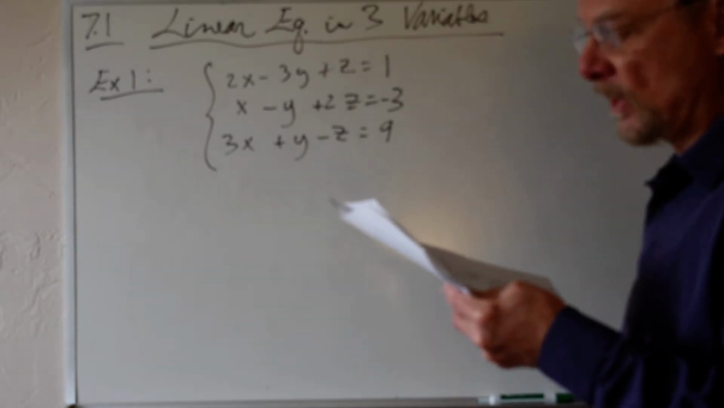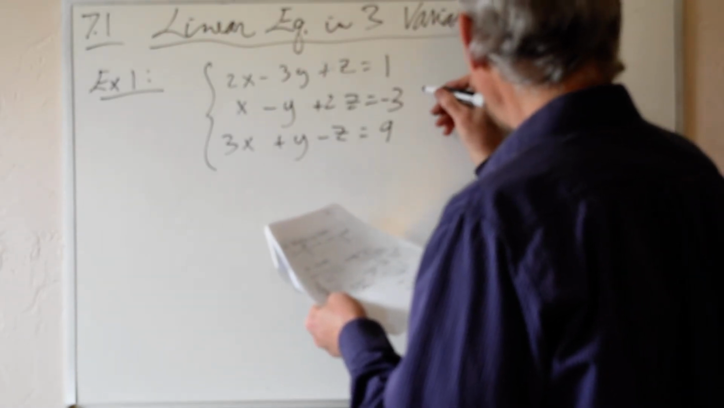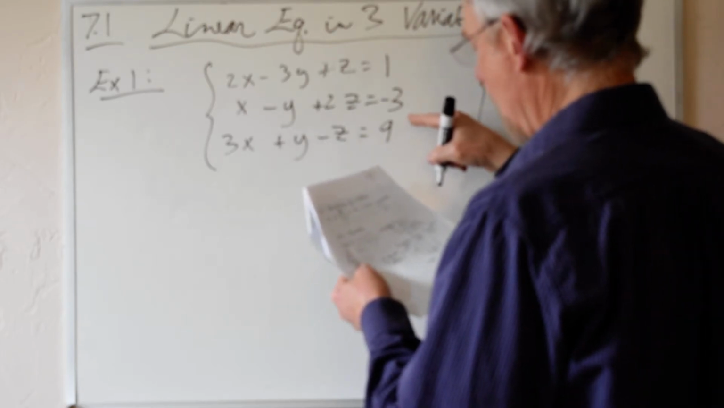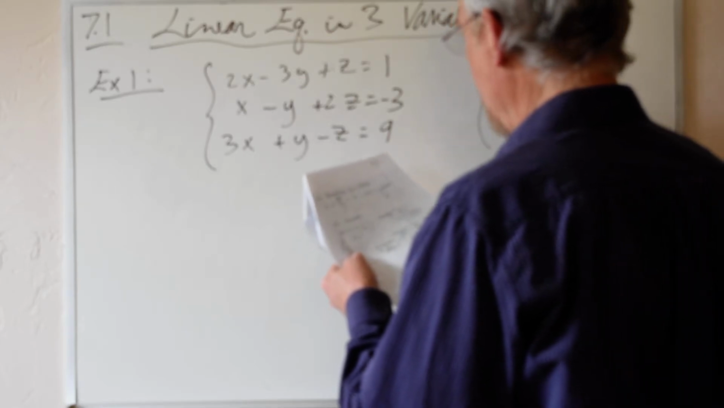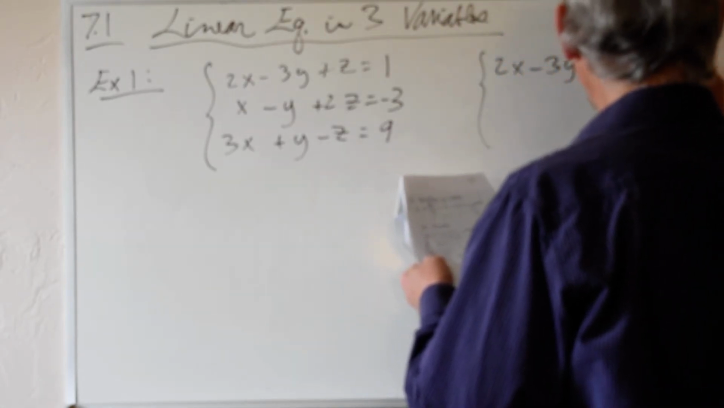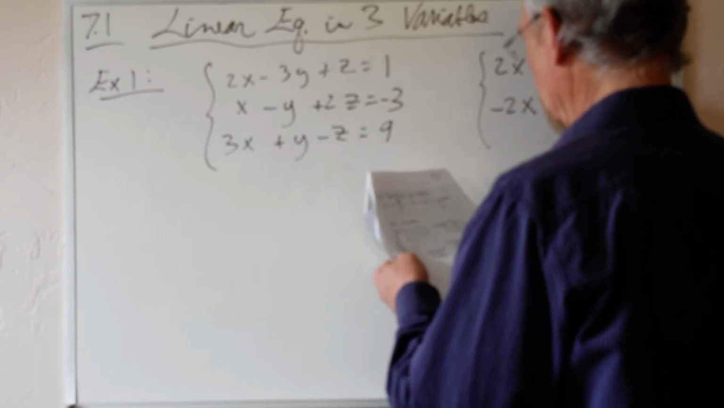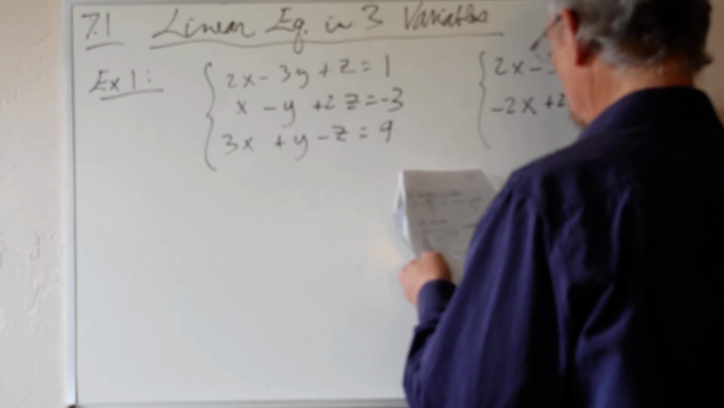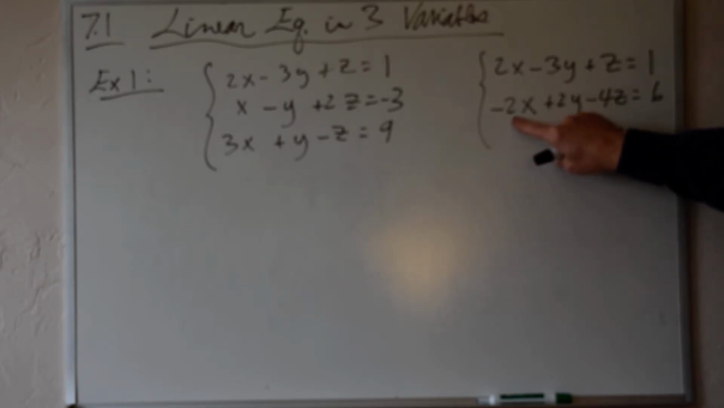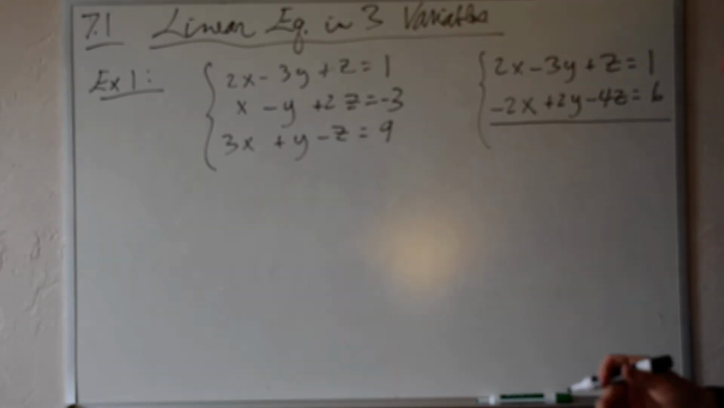First thing I noticed was if I took the second equation and multiplied it by -2, I could arrive here. I'll work with the first equation. I'll write that down again. Then I'll take the second equation and multiply it by -2. And the reason I did this was so that I'd get a -2x here and a positive 2x there. So now I can add.